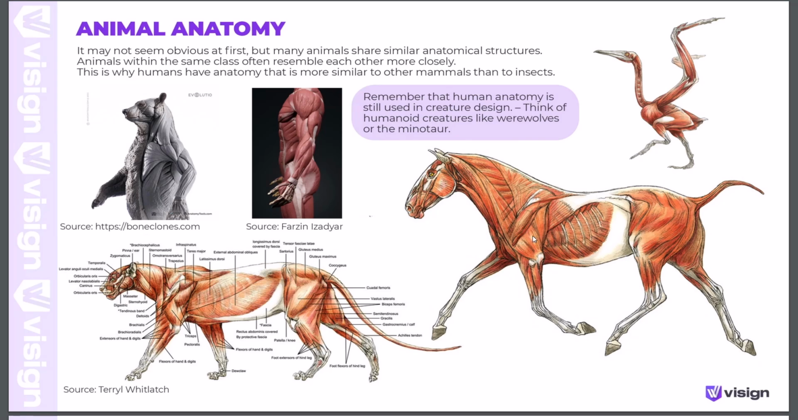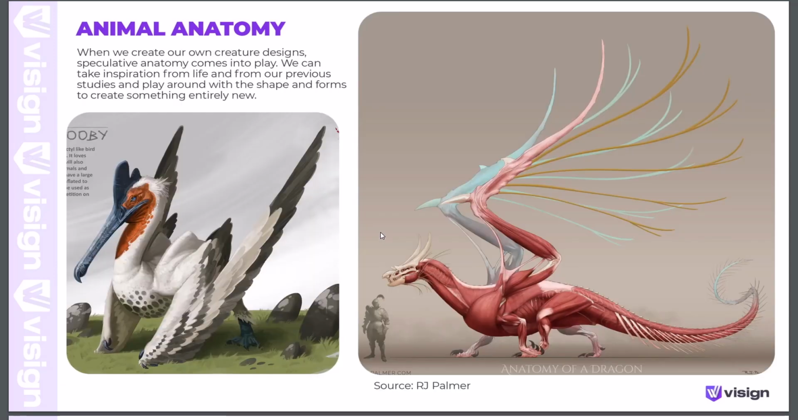If you look at the quadrupedal animals, these two here, I think this is a cougar if I'm not wrong, and then this is a horse. And even though they're two different animals, one is a herbivore and one is a carnivore, they have very similar anatomical structures, and the skeletal system is quite similar as well overall. But when it comes to subtlety, and then you have the head and the feet as well, that's quite different. But that's when you start to zoom in and really go for the details. Okay, so here you can actually see some interesting things happening. When we create our own creature designs, speculative anatomy comes into play.